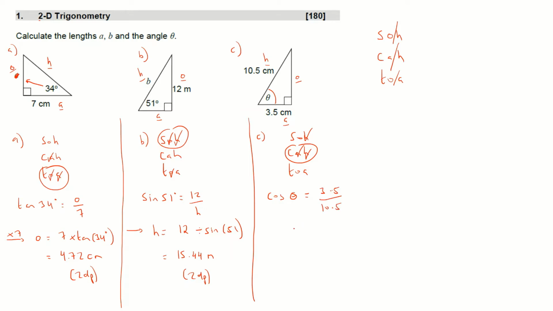Remember now, if you want to get rid of this cos, or to find an angle, you take the inverse function. So don't forget that. On the calculator, if you do shift then cos and bring up the inverse cos, 3.5 over 10.5, you are going to get 70.53. Remember, it's an angle, so degrees to 2 dp. And with that, we're done. So next question.